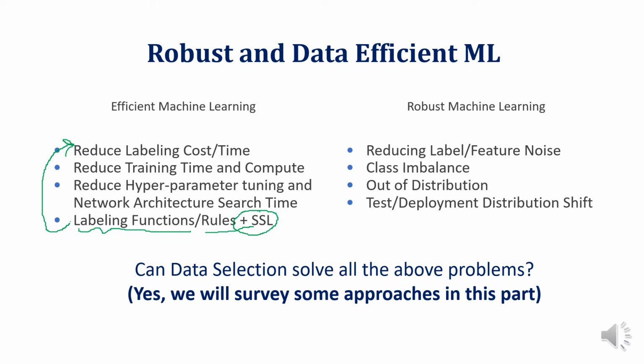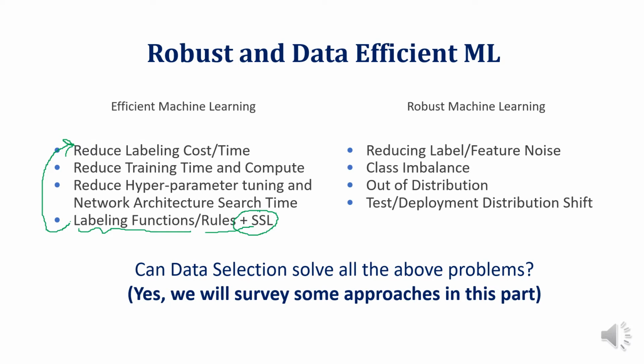From an efficient machine learning perspective, you want to reduce the labeling cost or time, and reduce the training time and compute as well. Of course, we also want to reduce the compute infrastructure. What can we do to reduce hyperparameter tuning and network architecture search time, and how can the reduction in training time be reflected in better hyperparameter tuning time? We will also look at the process of procuring data through a paradigm of data programming, using labeling functions or rules in conjunction with some semi-supervised learning. These are components of efficient machine learning.